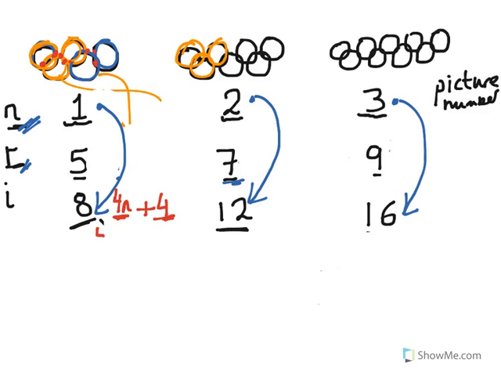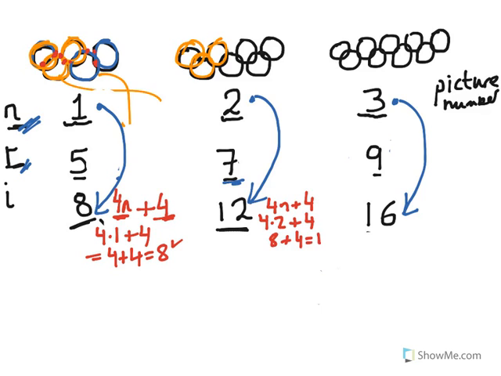Well, 4n plus 4 would be 4 times 1 plus 4. Gives me 4 plus 4 equals 8. So that works for the first one. Let's double check that our formula works for the second one. 4n plus 4, 4 times 2 plus 4. 4 times 2 is 8. 8 plus 4 is 12. 4n plus 4, n is 3 in this case. 4 times 3 plus 4. 4 3s are 12, plus 4 equals 16.